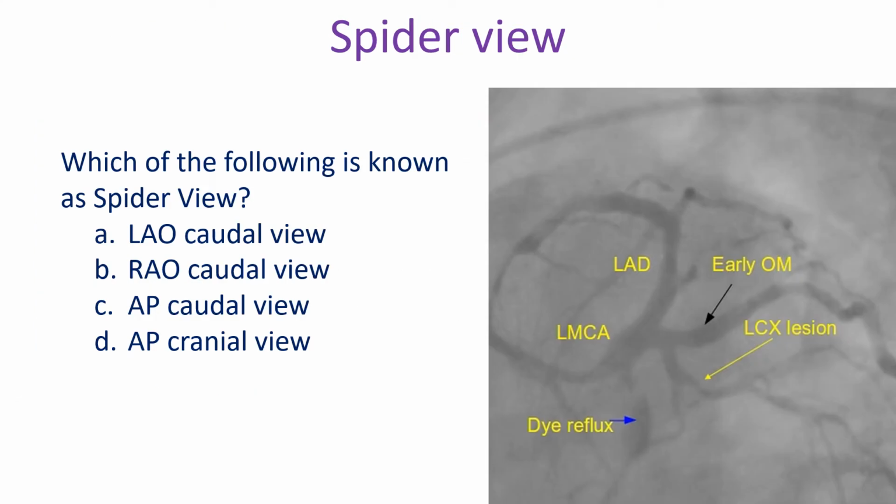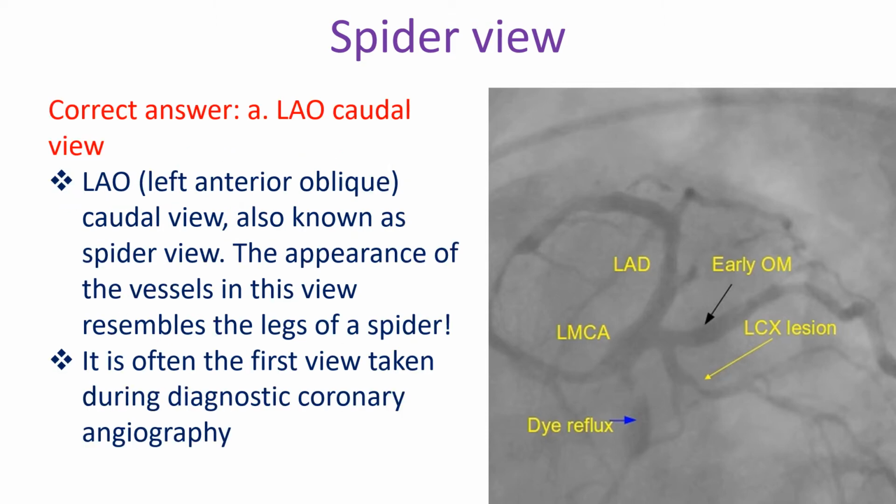Which of the following is known as spider view? A. LAO caudal view. B. RAO caudal view. C. AP caudal view. D. AP cranial view. Correct answer A. LAO caudal view. LAO, left anterior oblique, caudal view, also known as spider view.